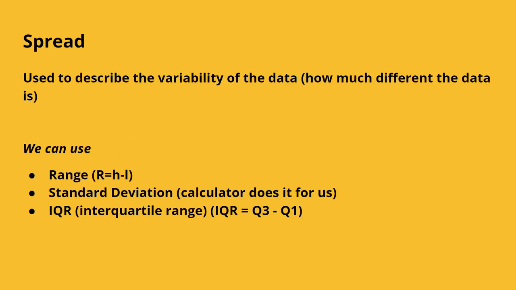All right, the spread. The spread of the data is just showing the variability. So how different is the data? Is the data all consistent, or is it kind of crazy? So we can use range, standard deviation, and interquartile range. You might have only heard of the first one. So let's talk about what they are.